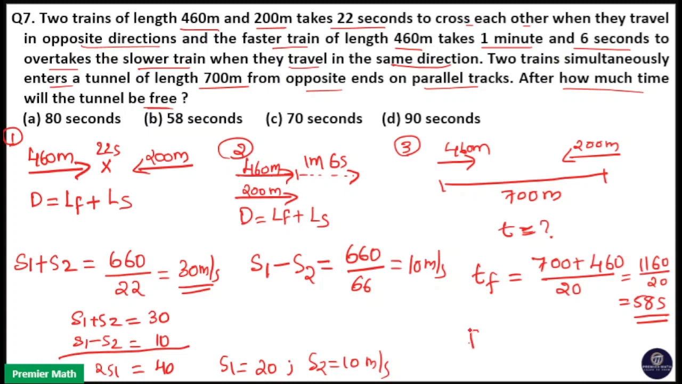Then time taken by the slower train to cover this 700 meter tunnel is equal to tunnel length plus train length. That is 700 plus 200 divided by speed of the slower train, which is 10 meter per second. That is equal to 900 by 10. So slower train needs 90 seconds to pass this 700 meter tunnel. So your option D is your answer. So after 90 seconds this tunnel will be free.